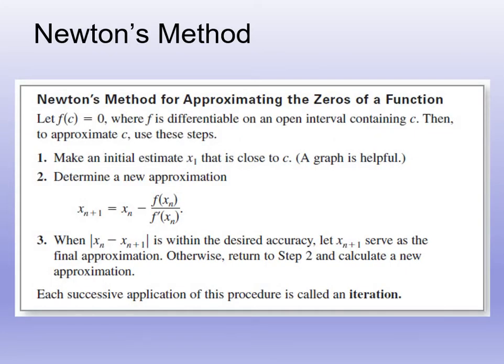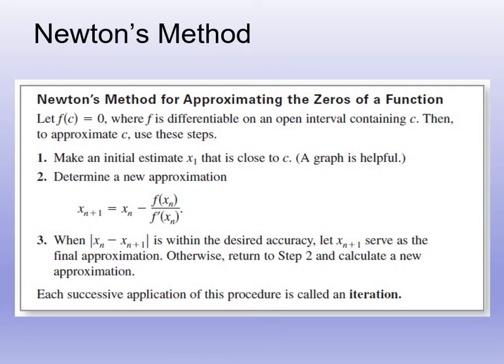Here's our definition for everything. If we use Newton's method for approximating zeros of a function, we let f of c equal 0, where f is differentiable on an open interval containing c. Then to approximate that c value, where f of c equals 0, where it's crossing the x-axis: Step 1, we make an estimate that's as close as we can get to c. It helps if we're looking at our graph on our calculator.